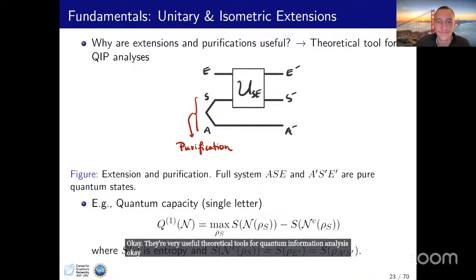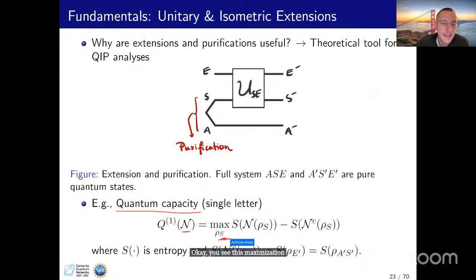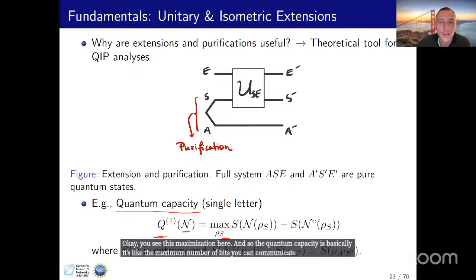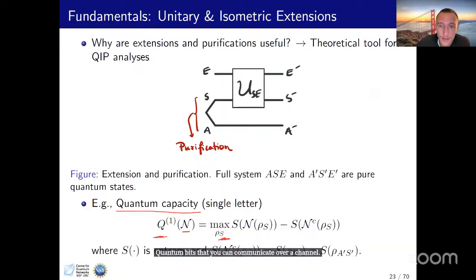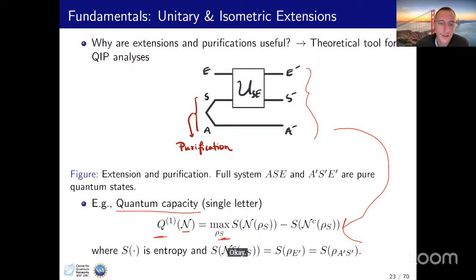So here's a diagram, and an example is when people want to compute things like quantum capacities of channels, which is the maximum amount of information you can transmit over some channel. You see this maximization here. The quantum capacity is basically the maximum number of quantum bits that you can communicate over a channel. It's important, and tools like purification and unitary extension are useful in actually computing things for a lot of different channels. I'm not going to go into details, or even define what this is.